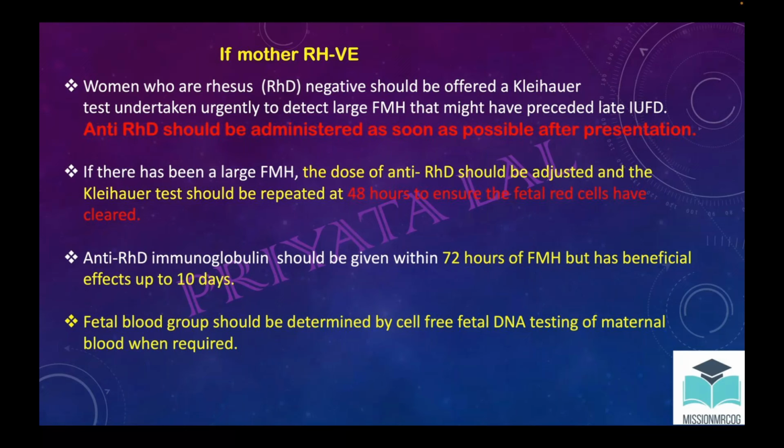Okay, so you should understand that IUFD is a sensitizing event. So the moment an RH negative mother has an IUFD, they should be offered a Kleihauer test. Apart from this, they should be given anti-D immediately. After 48 hours, they should do another test to find out whether additional doses of anti-D are required or not. Okay.